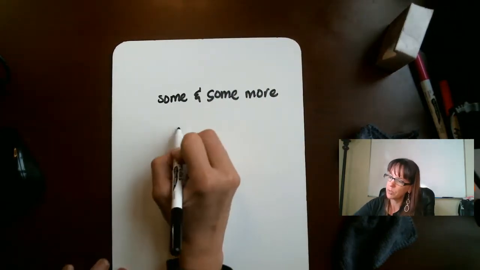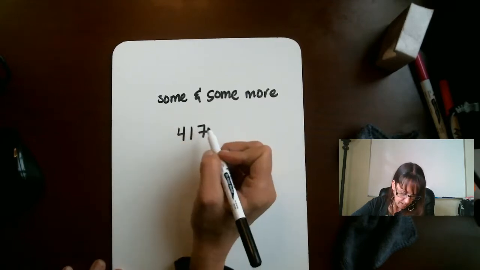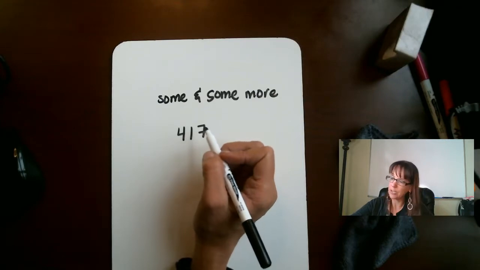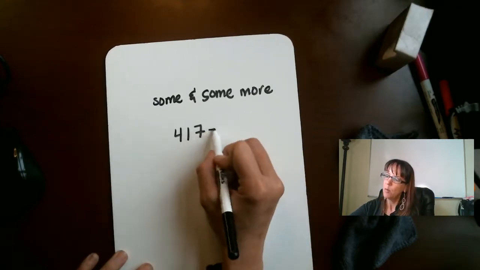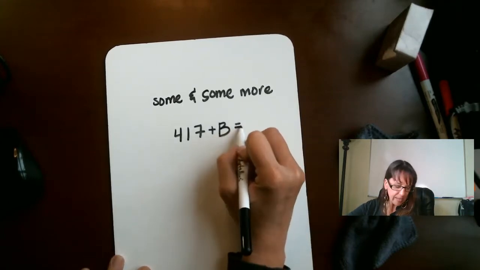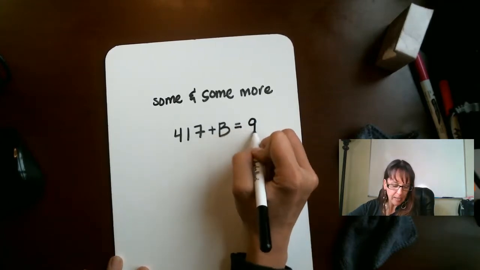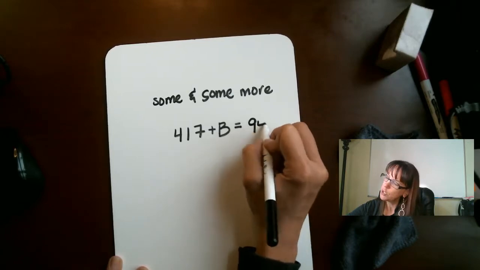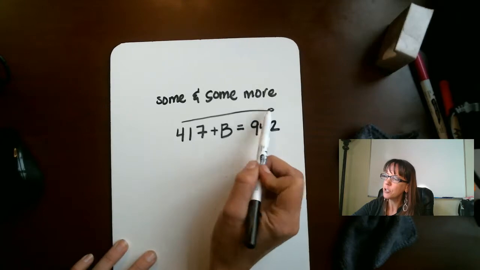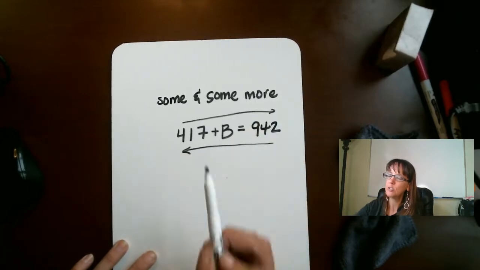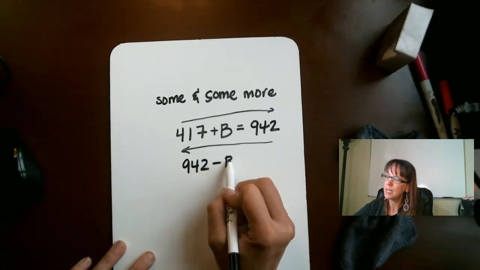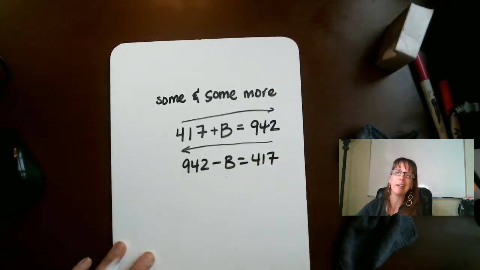417 birds were in the trees at 8 o'clock. By 9 o'clock, the number had increased to 942. So we have some, we added some more birds, so I use B. And at the end, we have 942, okay? If we add in this direction, we can subtract in this direction. But if you take a look at that, 942 minus B equals 417. That's not really going to help us, is it?